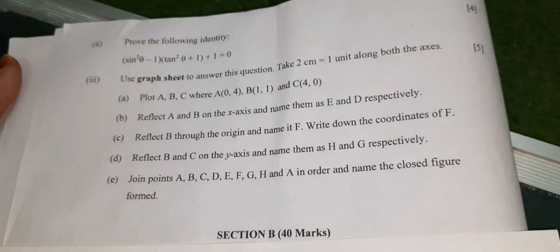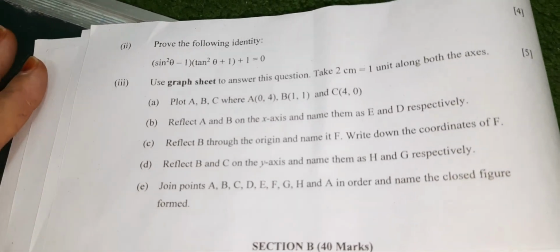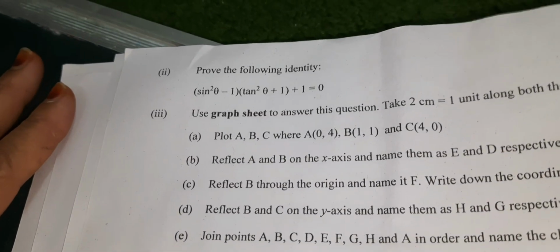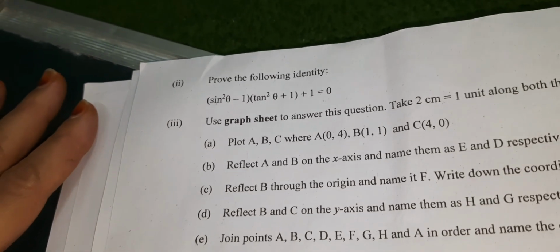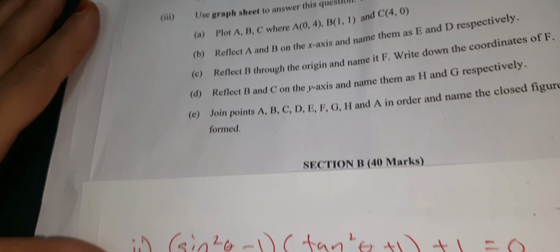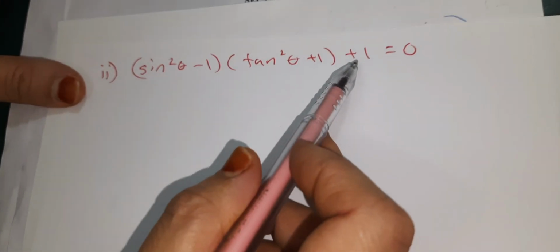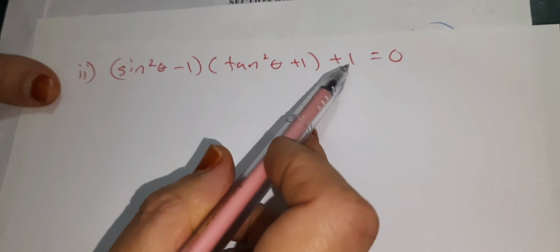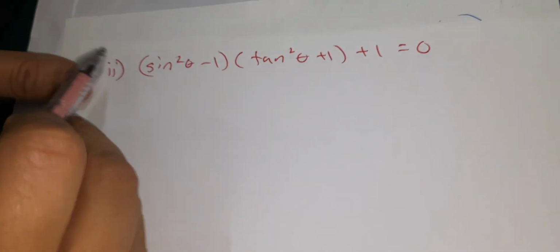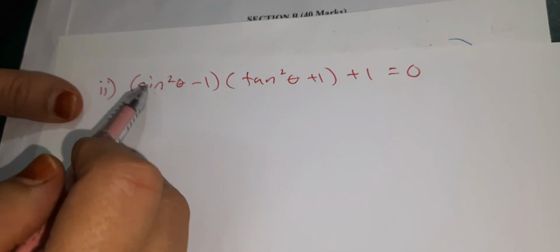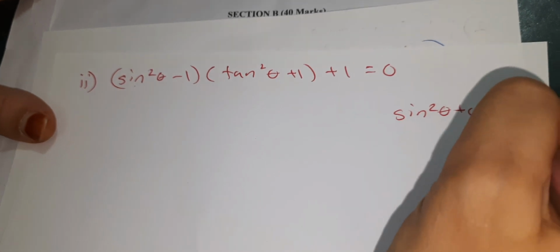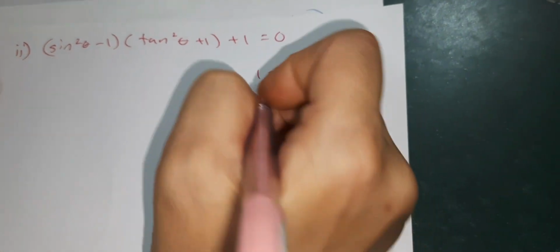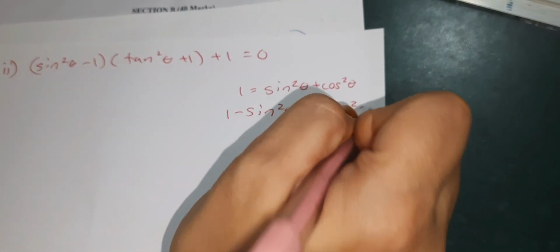Prove that (sine squared theta minus 1) into (tan squared theta plus 1) is equal to 0. Now, there's many things you can do here. Well, there's a 1, and we can change the 1 to sine squared plus cos squared. Or we can change this, sine squared minus 1. But we know that sine squared theta plus cos squared theta is equal to 1. So if I take 1 minus sine squared theta, that gives me cos squared theta.